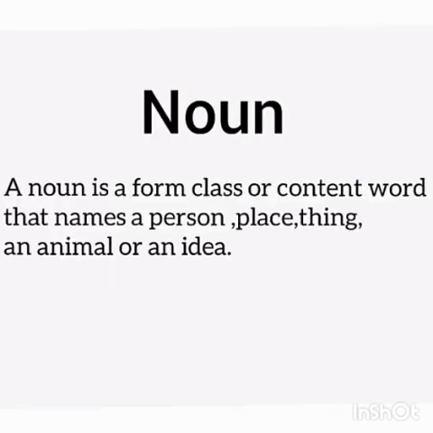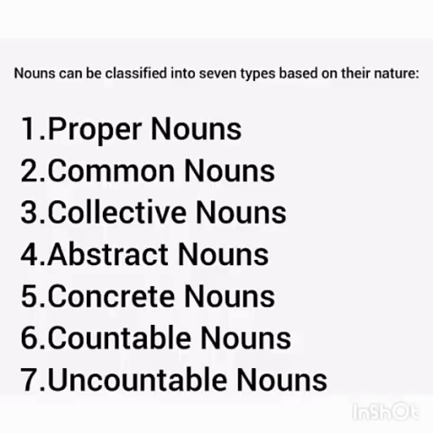First one is noun. A noun is a form class or content word that names a person, place, thing, an animal or an idea. Based on their nature, nouns can be classified into 7 types. First one, proper nouns. It denotes a particular person, place or thing and begins with a capital letter.